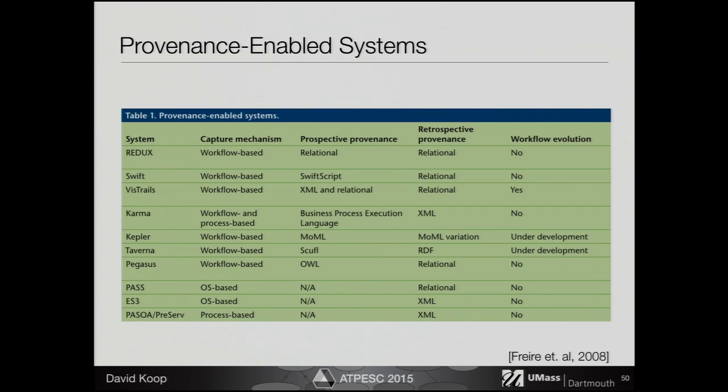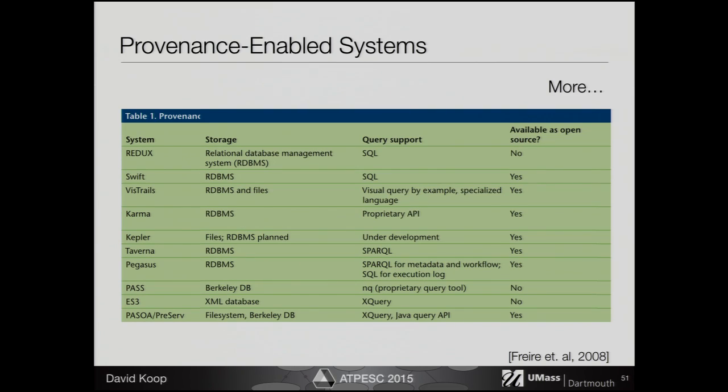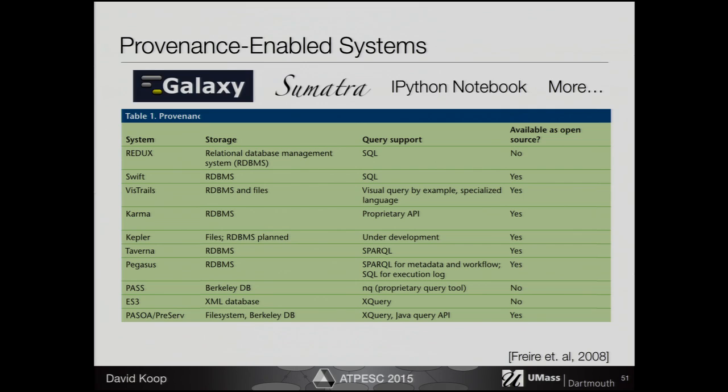This is a slide from a survey on some of the computational provenance, showing, back in 2008, some of the capture mechanisms for some of the systems that were out there at the time, what sort of retrospective or prospective provenance they captured. We'll talk a little bit about workflow evolution, storage types, what the query support was.